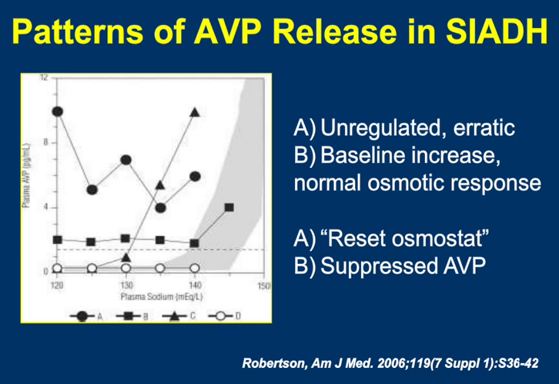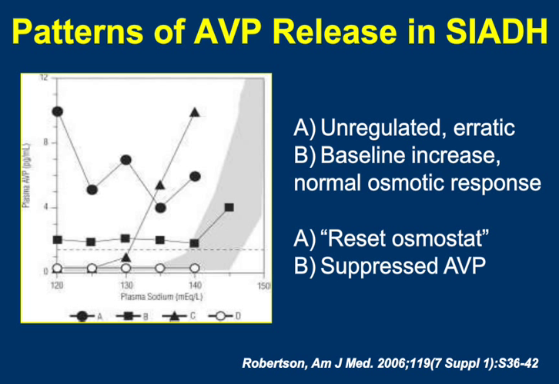One interesting issue in SIADH is that there are several different patterns of vasopressin release. This has been known for many years, mostly due to the work of Gary Robertson in Chicago. He found 4 different patterns. In one, it was unregulated and erratic, with no clear and consistent relationship to osmolality. In another, there was a baseline increase, so a little bit of vasopressin is always present, but then you have a normal osmotic response.